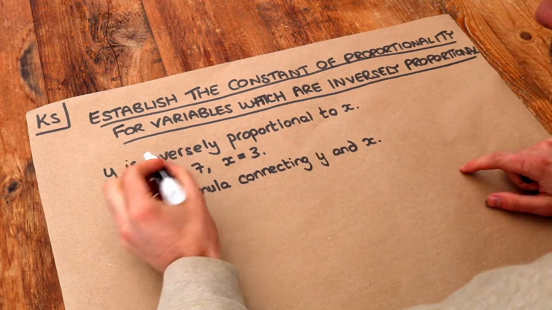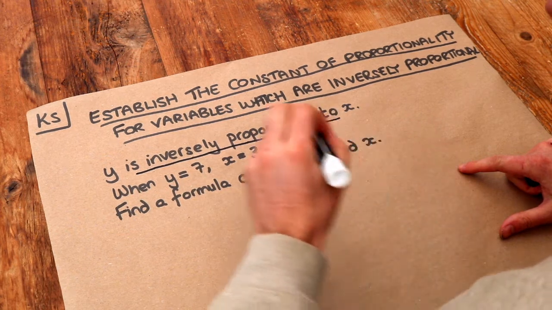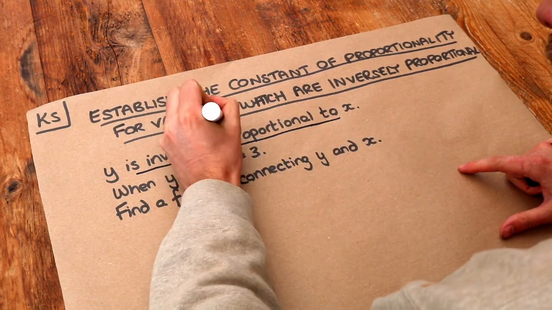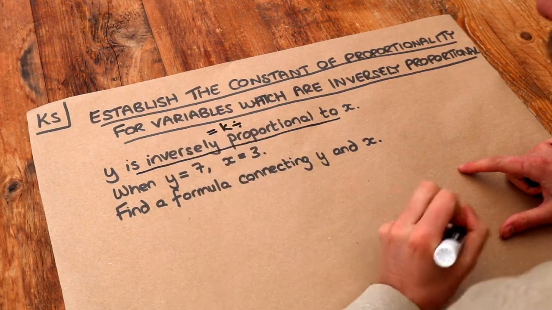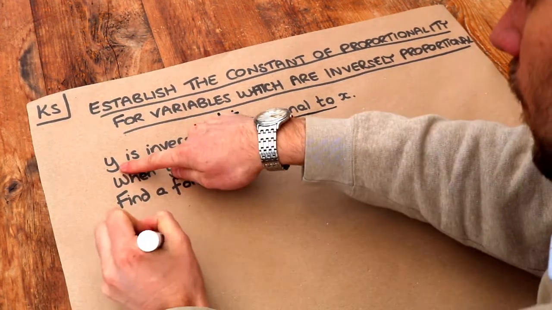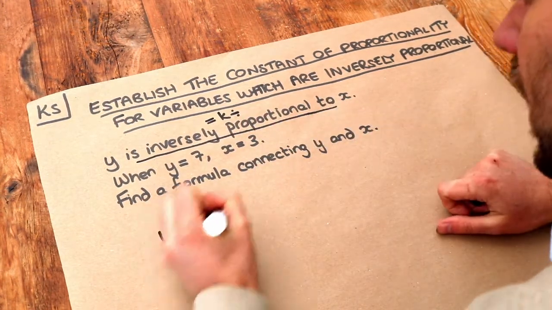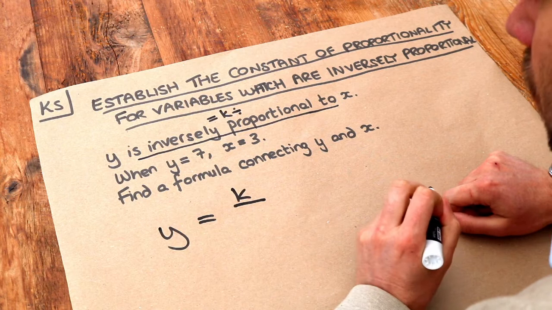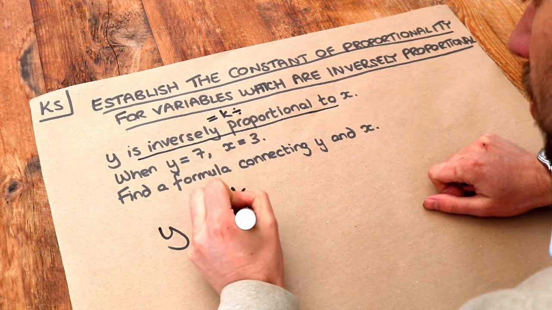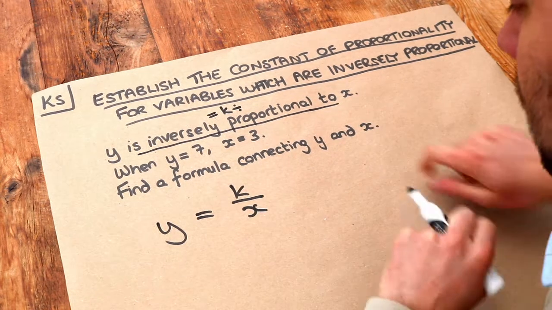Now the easy way to do it is this: wherever you see the words "is inversely proportional to", you can just replace that with equals k over, or k divided by. So if we turn this into an equation, we're going to get y is inversely proportional to x, so y equals k divided by x. I'm just going to write it as a fraction: y equals k over x.